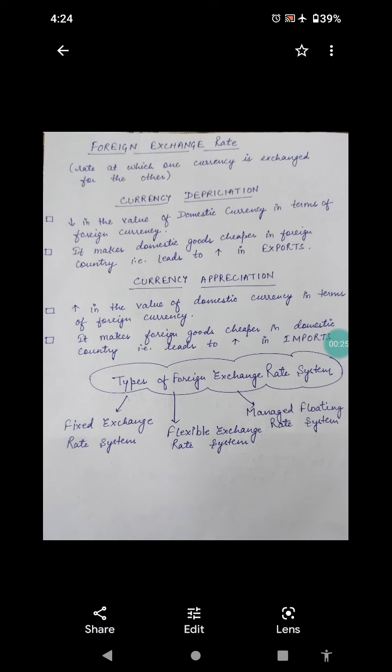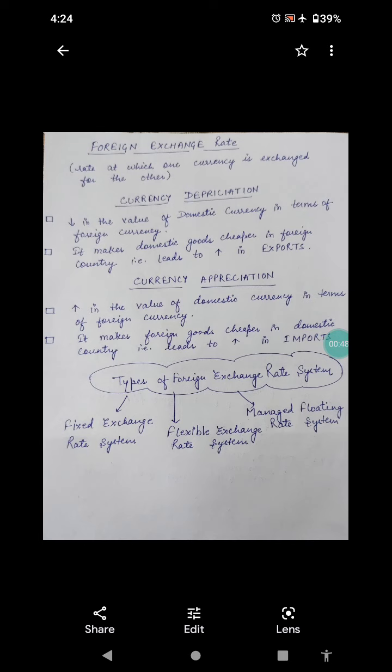Now foreign exchange rate refers to the rate at which one currency is exchanged for the other. Suppose for today, if we see $1, that is equal to 73.23 rupees. Okay, so that is equal to 73 rupees.